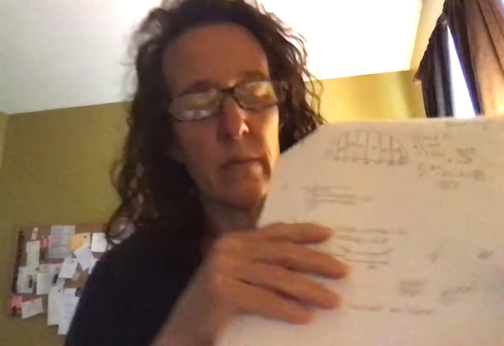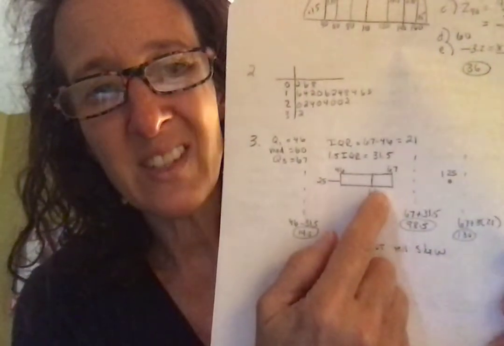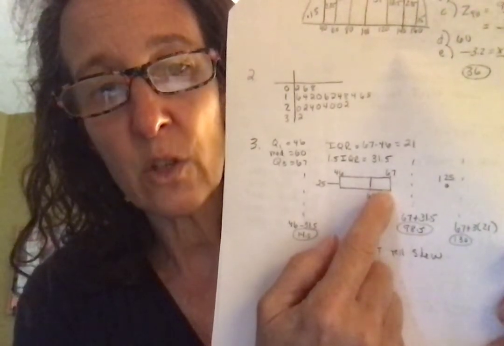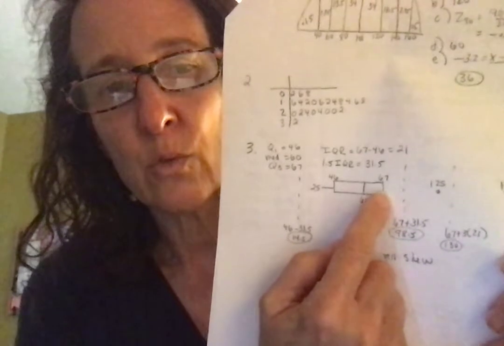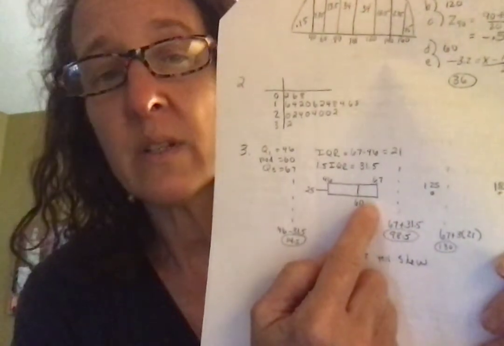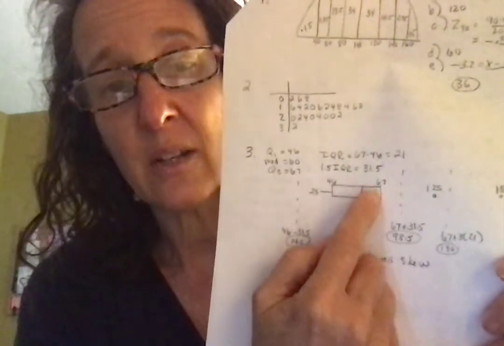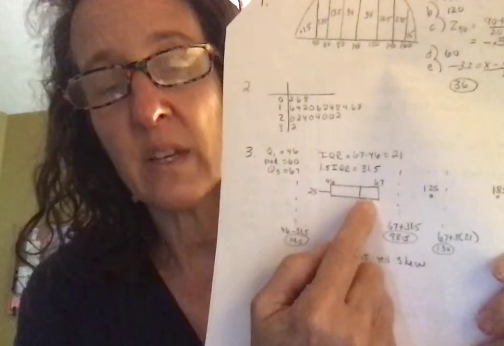So I already used up 185. I already used up 125. 67 is my next highest data point. But look, 67 is Q3. So there's nowhere for the whisker to go. Do not describe a whisker there. There is not a whisker, because actually the end of the whisker and Q3 are the exact same number.